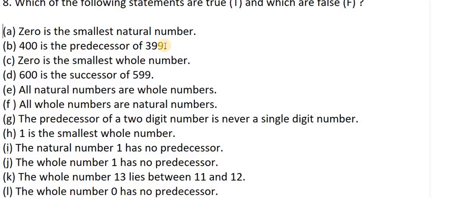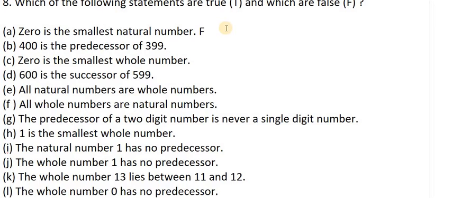Now coming to true or false, what is the first question? 0 is the smallest natural number. Actually natural numbers start with 1, so how can you say 0 is the smallest natural number? So automatically the given statement is false, right? He asked us to write capital F for false and capital T for true.